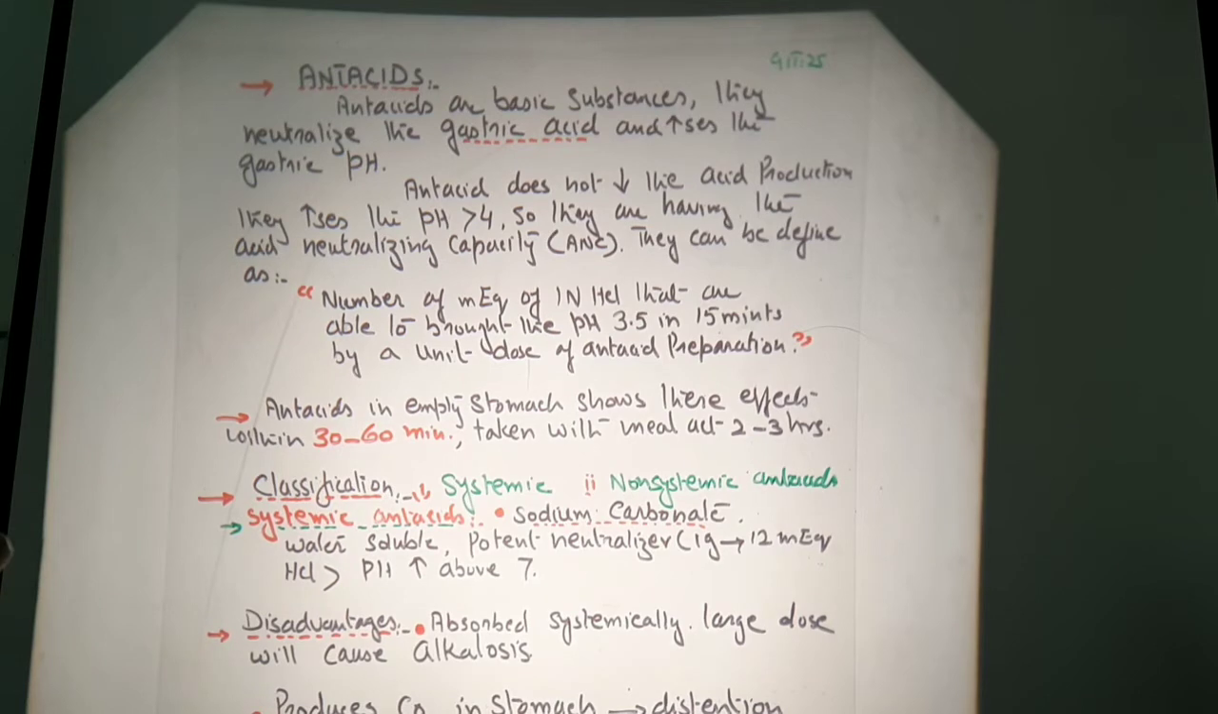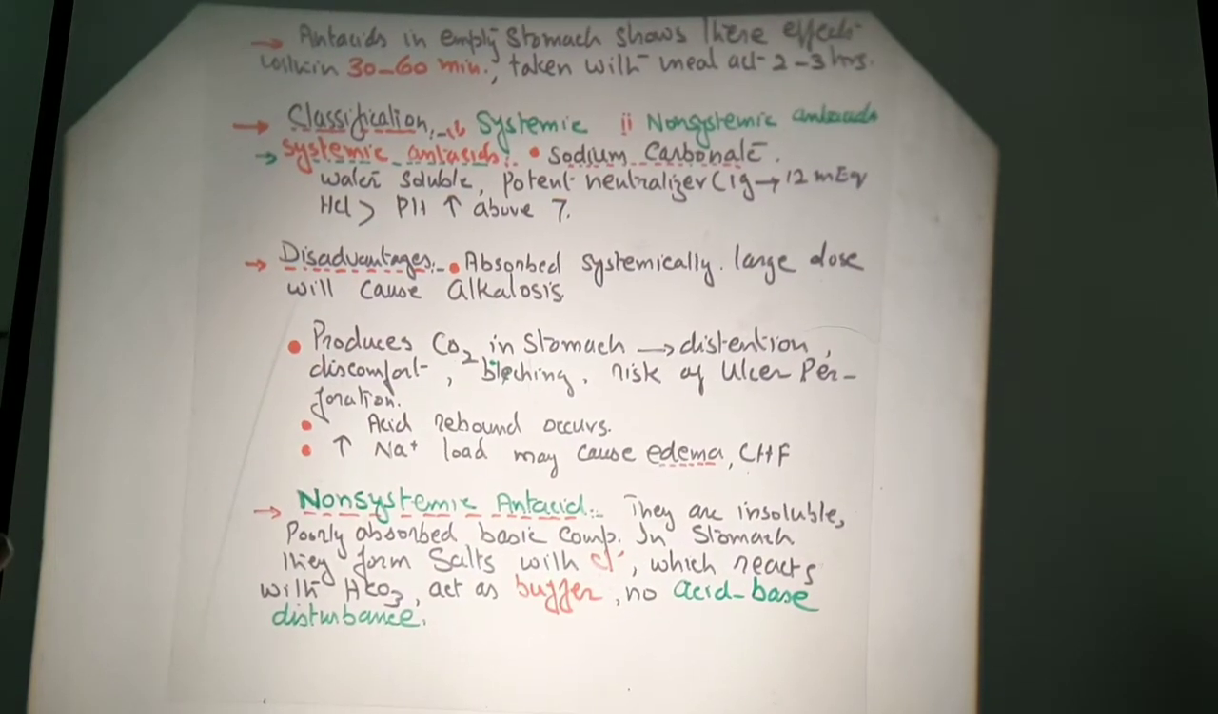Now, classification of antacids: they are classified into two, that is systemic and non-systemic. Systemic antacids are those such as sodium carbonate. They are water soluble, potent neutralizers. 1 gram of sodium carbonate neutralizes 12 milliequivalents of HCl. So pH increases above 7, and it usually comes to the alkaline side.